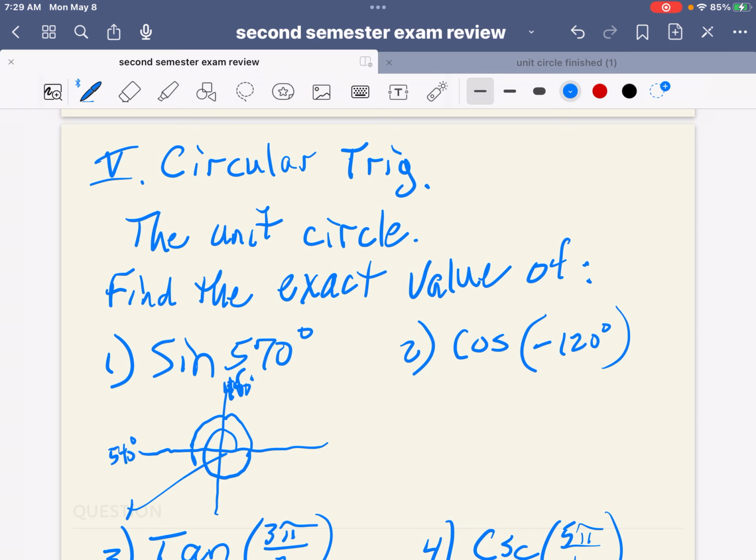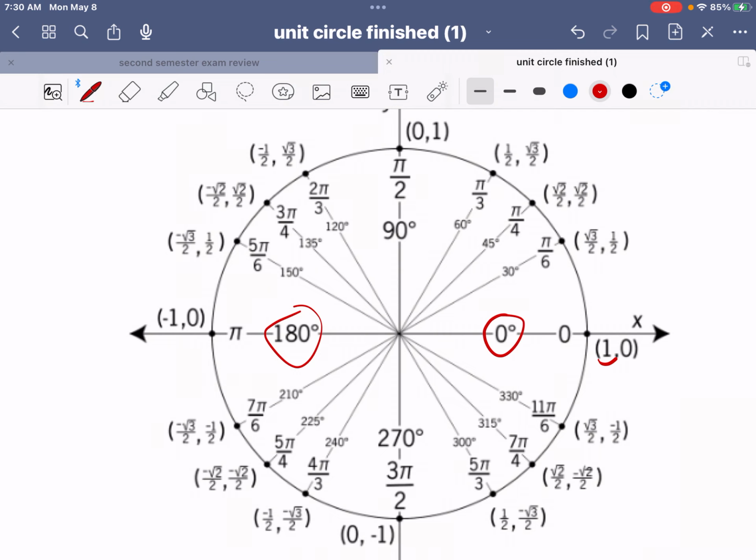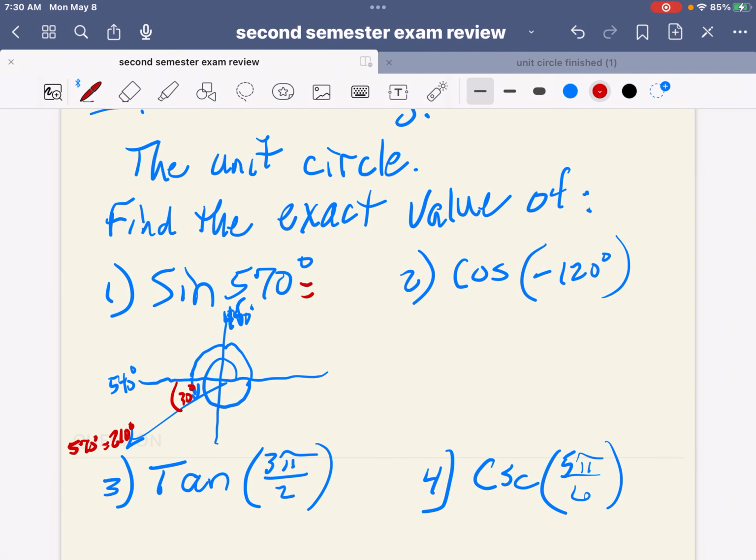570 is right here in the third quadrant with a 30-degree reference angle. Okay, well, that means that 570 is coterminal to 210. And so if I go to the unit circle at 210 degrees, I see that the sine is negative 1/2. So then I know that this is negative 1/2 as well.